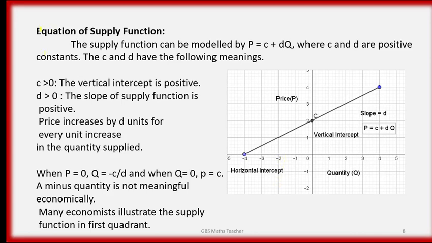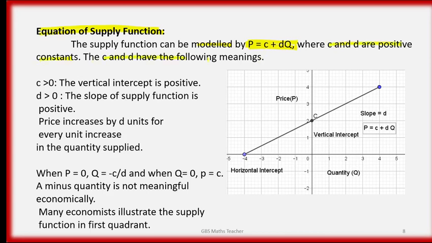Now moving to the equation of the supply function, dear students, the supply function can be modeled by p equals c plus dq. In the previous demand function, we supposed p equals a minus bq. But here the supply function we model by p equals c plus dq, where c and d are positive constants.